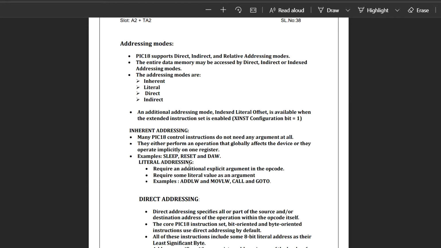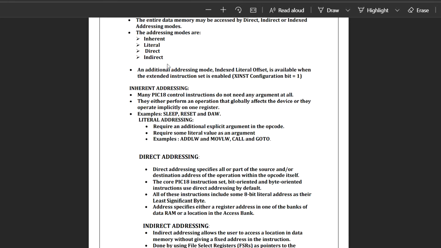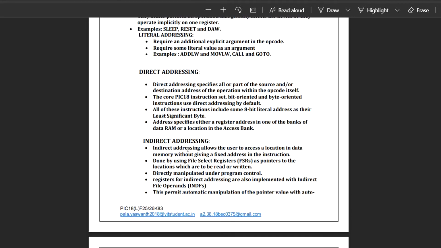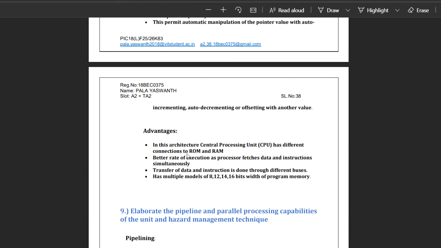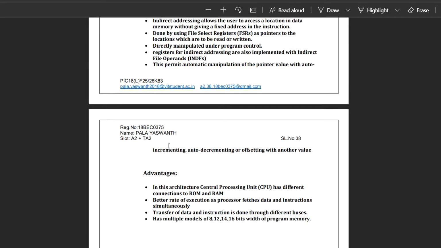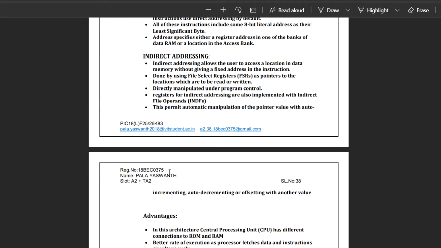Maybe it's direct or indirect; those were clearly discussed, as this microprocessor consists of the inherent, literal, direct and indirect modes of addressing. So I've clearly discussed them here: inherent addressing mode, direct addressing mode, indirect addressing mode, and also mentioned the advantages of this type of memory allocation for the microprocessor to complete its process quickly and efficiently.